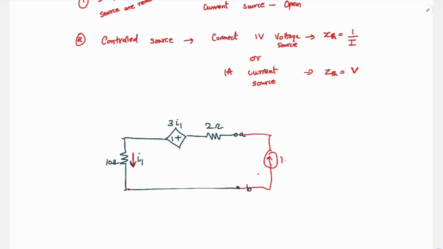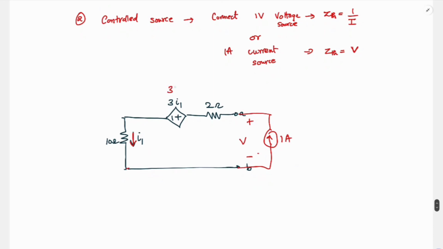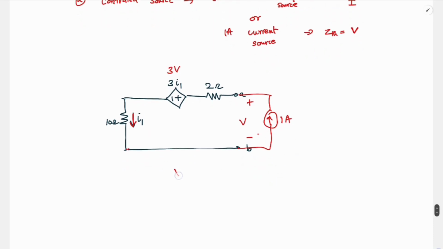So this is 1 ampere. Now you need to find V, the voltage across this. So 3I1 is nothing but 3 volt, right? So can we find the voltage? It is the voltage drop across this resistor, which is 10 into 1, plus this, the terminal is increasing in this direction, so it is plus 3 volt, plus 2 into whatever the current is flowing, so 2 into 1. So it is 10 plus 3 plus 2, which is 15. And your Z is equal to V, which is equal to 15 ohm.